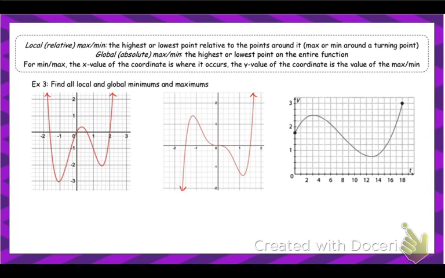What we're also going to introduce is a concept called a local or relative max and min. It's not necessarily the highest point on the entire graph. It's the highest or lowest point relative to the points around it. What this looks like on your graph is what we call a turning point. It's going to look like the top or bottom of a curve. So let's look at this first example. I'm going to show you 3 points. So here's 1, 2, and 3.